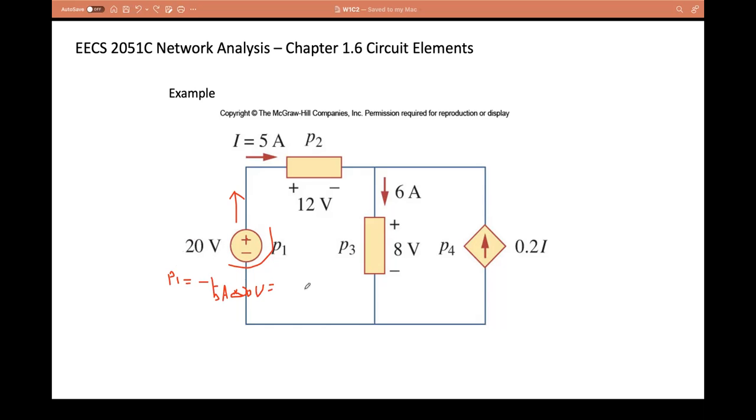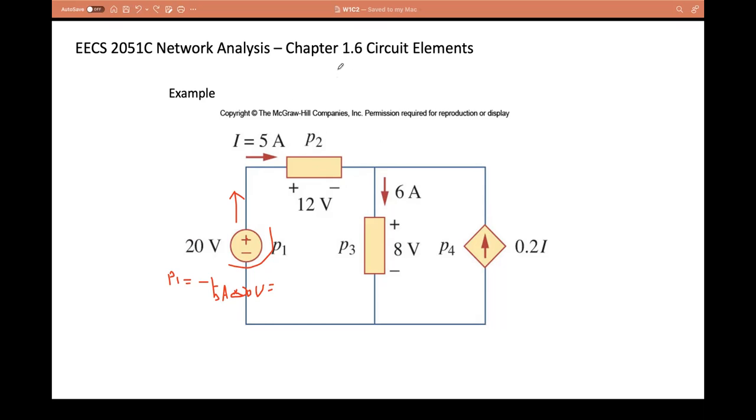Negative 5 amps times 20 volts, so it's negative 100 watts. Any questions on that? Do you understand why it's negative? Okay, so we'll move on to P2. For P2, this looks like it's not a source anyway, so it can be a resistor or any element.